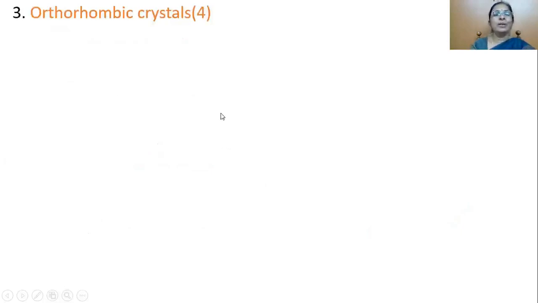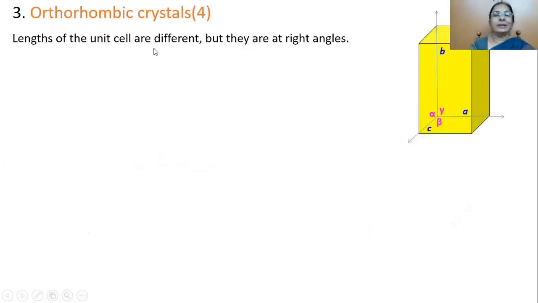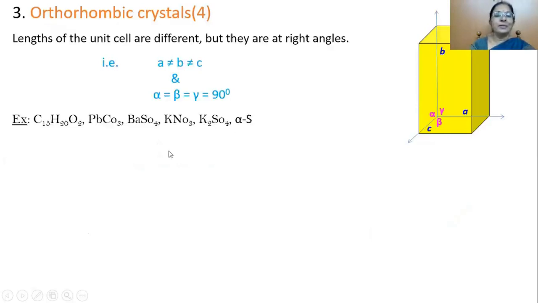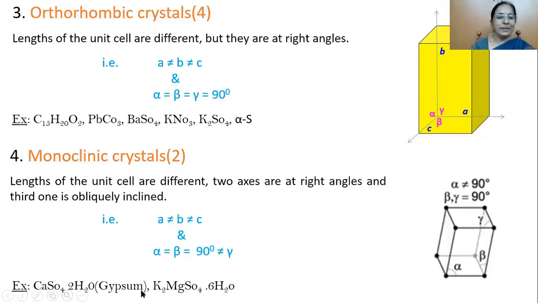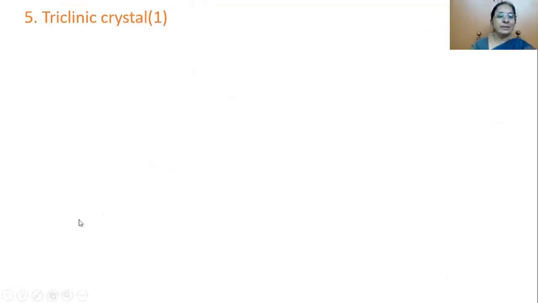Next one, orthorhombic crystal. Lengths of the unit cell are different, but they are all at right angles. A will be different, B will be different, C will be different, but the angles will be 90 degrees. This is orthorhombic crystal. Some examples are given. Next type of crystal is monoclinic crystals. Lengths of the unit cell are different. 2 axes are at right angles and the 3rd one is obliquely inclined. A is different from B and C, but the interfacial angles alpha and beta will be 90 degrees, but gamma will be oblique. Here some examples are given. You can go through.